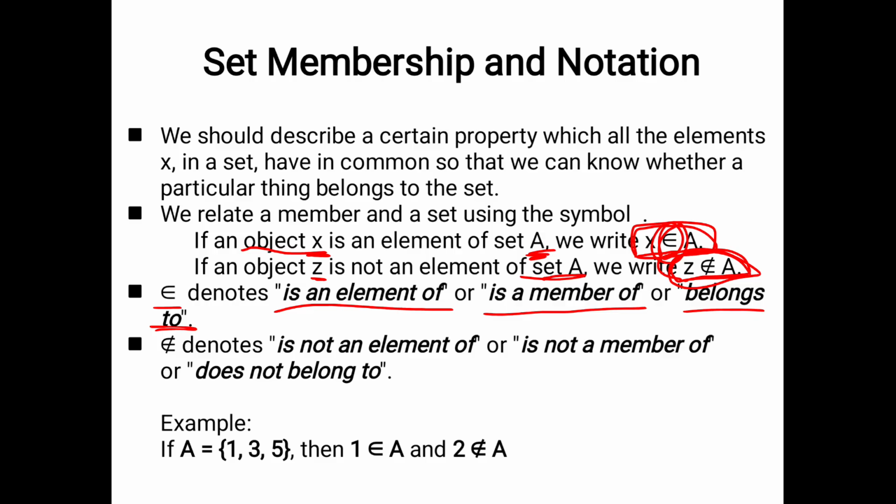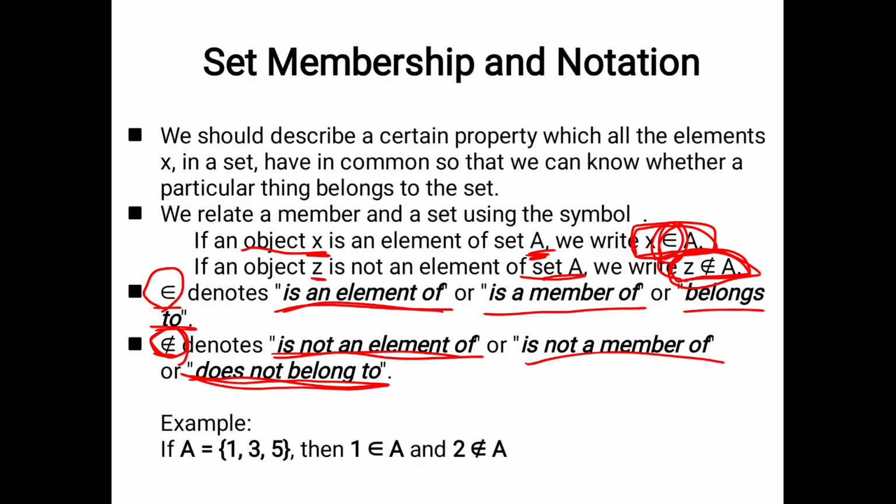Another is this symbol, which denotes is not an element of, or is not a member of, or it does not belong to. So it does not belong to that set. Again, when we see this symbol, it denotes is an element of, or it belongs to that set. And with this one, it denotes it doesn't belong to that set.